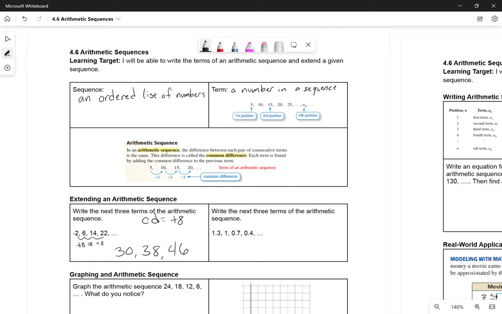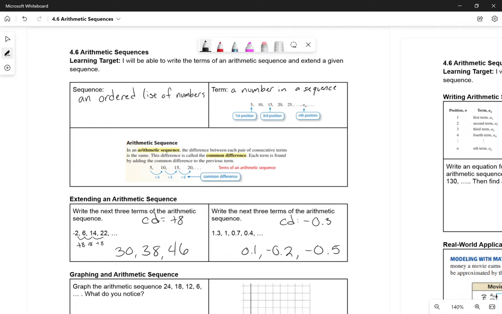1.3, 1, 0.7, and 0.4. Let's first find our common difference. We can see that it's going down, so we'll have a negative common difference, and it's going down by 0.3. That means we just need to subtract 0.3 from our prior terms. So 0.4 minus 0.3 is 0.1. 0.1 minus 0.3 is negative 0.2. And our last one is negative 0.2 minus 0.3, which gives us negative 0.5. And those are our next three terms of our arithmetic sequence.